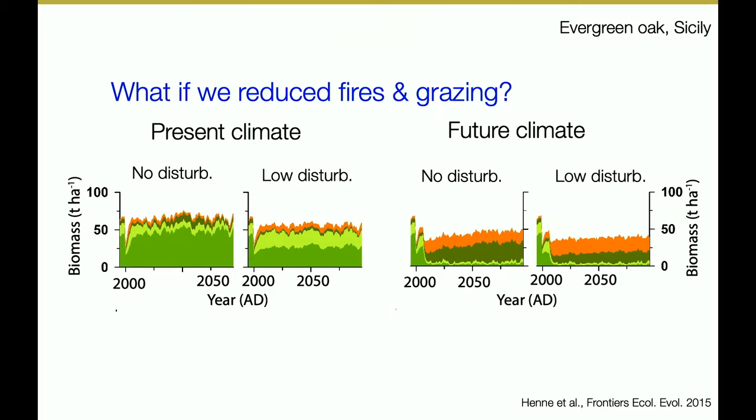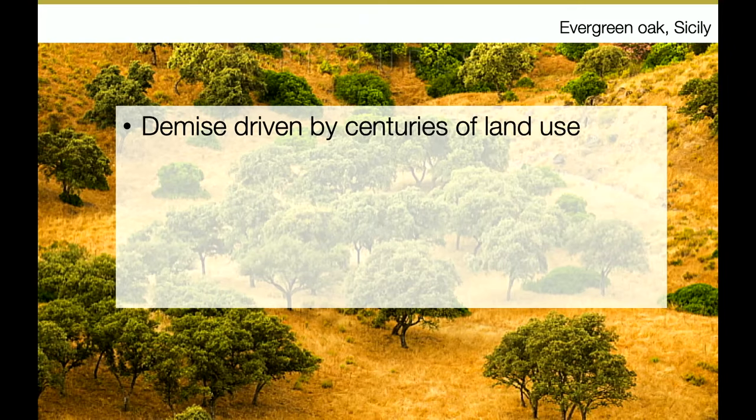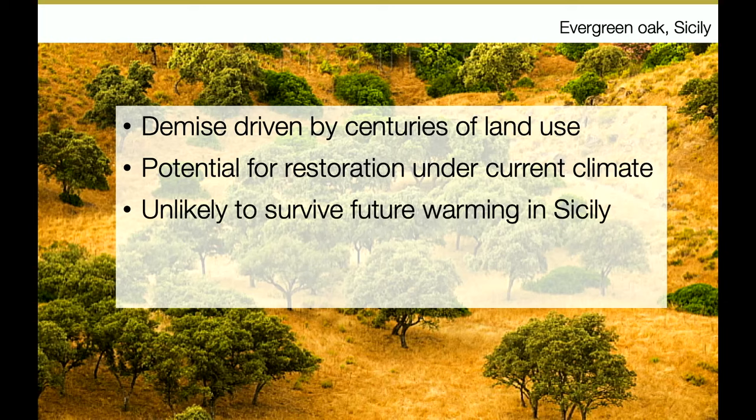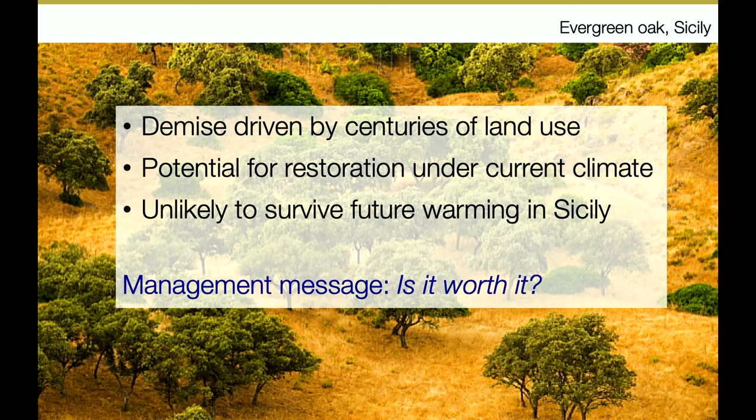The problem is, with future climate, the climate's going to be too warm and too dry for this tree, and it doesn't matter how much you reduce fire or grazing, it's quite unlikely that Quercus ilex will be able to come back. So what are the paleo messages? Well, first, the demise of this tree is driven by centuries of land use, not by climate. And the potential for restoration is probably pretty good under the present conditions, but it's unlikely to survive in the future with warming. So I think it's fair to say, in terms of a restoration or conservation project, it might not be worth putting a lot of effort into this species. It's not going to have a good future on Sicily.